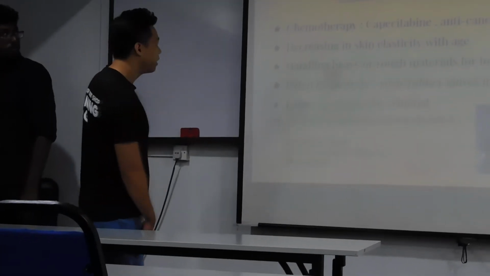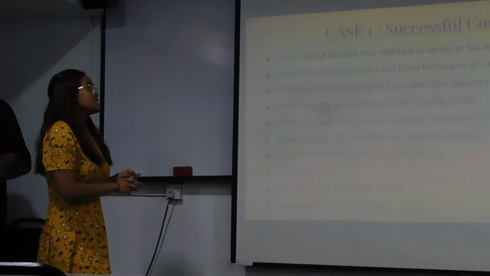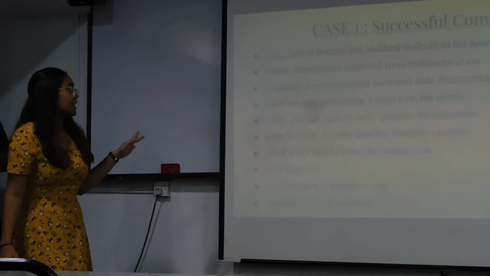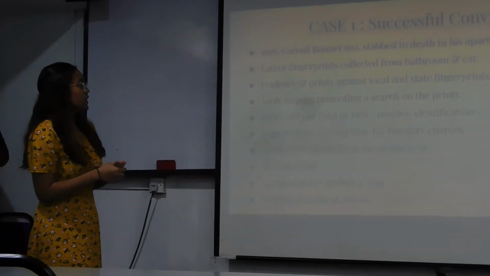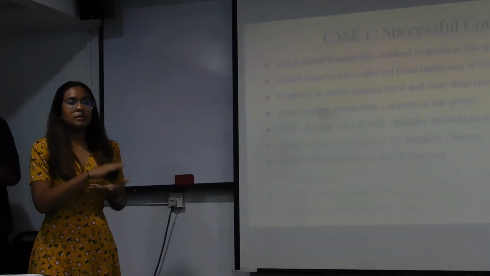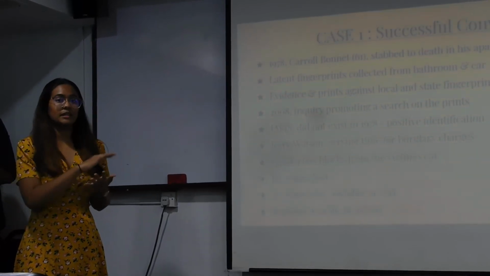Okay. Next, Renana will discuss the cases. Next I'll be talking about the significance of fingerprints in the criminal justice system. The first case that I've chosen happened back in 1978, where a citizen called Carol Burnett, who was 61, was stabbed to death in his apartment. The police found latent fingerprints in the bathroom, where they suspected the perpetrator had washed his hands after committing the crime.